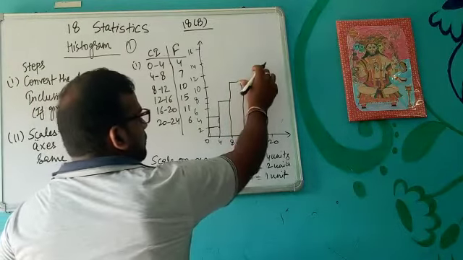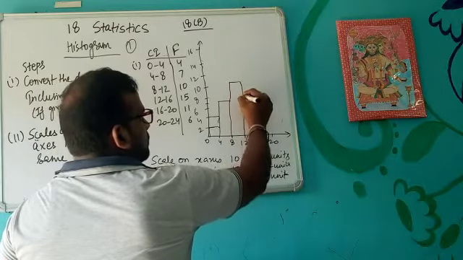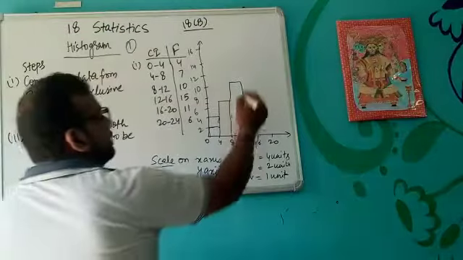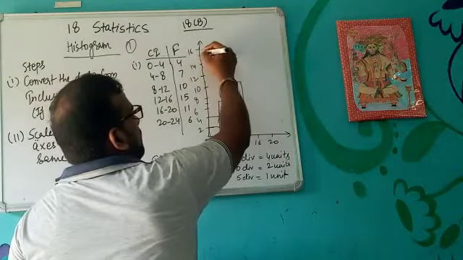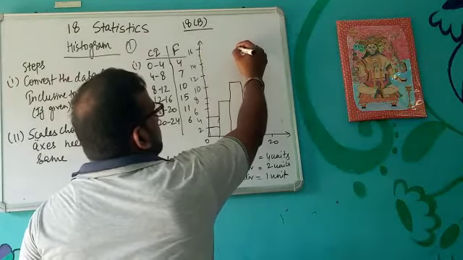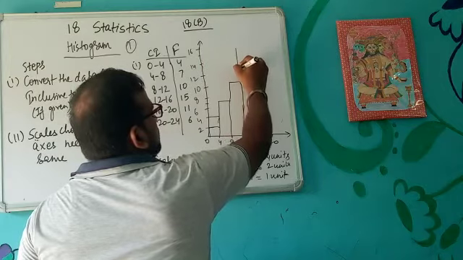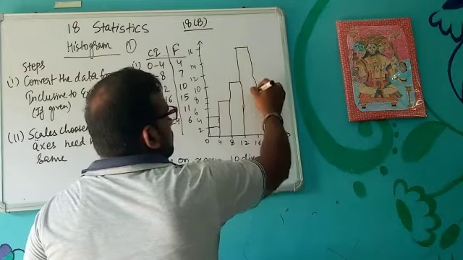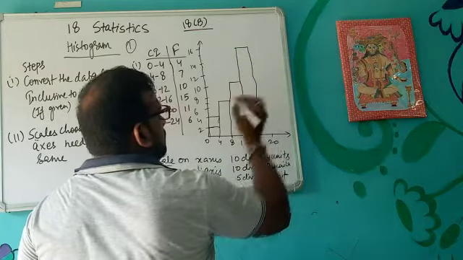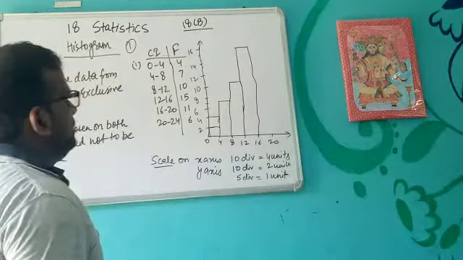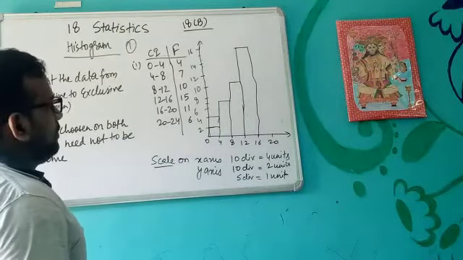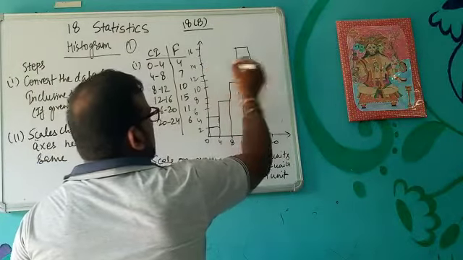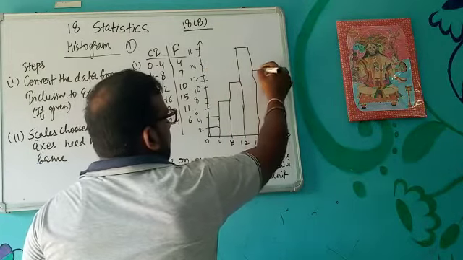So this is 8 to 12. Then 12 to 16 is 15. So where will 15 be? 15 will be here, midway between 14 and 16. So this is it. Then 16 to 20 is 11. So 11 will be here. So this is 11.